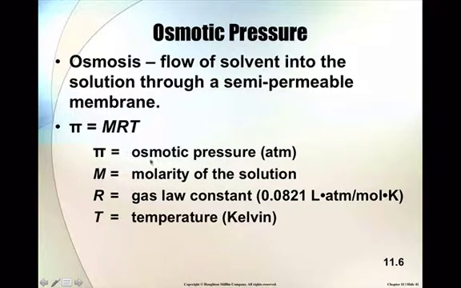The osmotic pressure is represented by the symbol pi. Big M this time. So big M is molarity. R is the gas constant. And the gas constant we use is this one right here, the 0.0821. And because that has Kelvin in the gas constant, we need to use Kelvin for the temperature. Also making sure that our pressure is in atmospheres so that everything cancels that we need to.